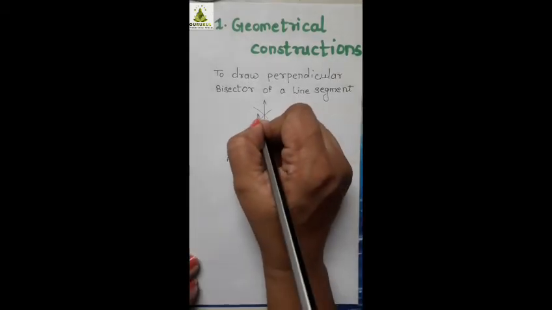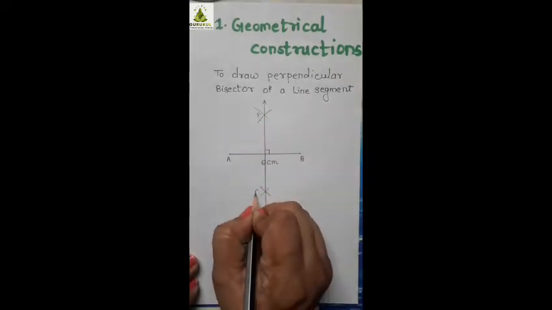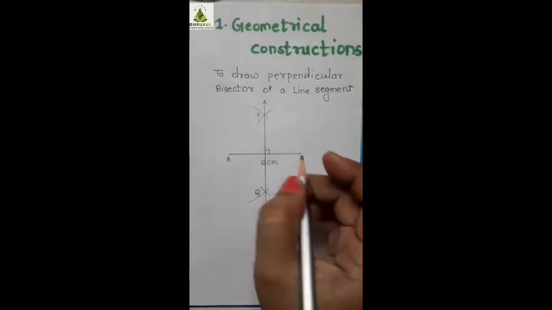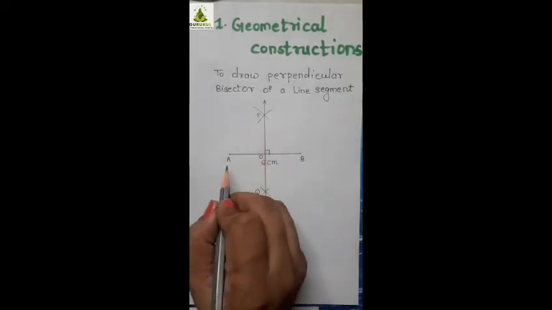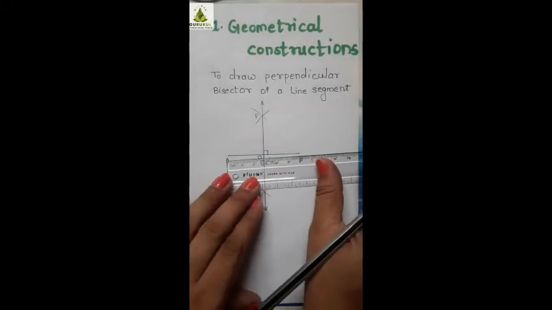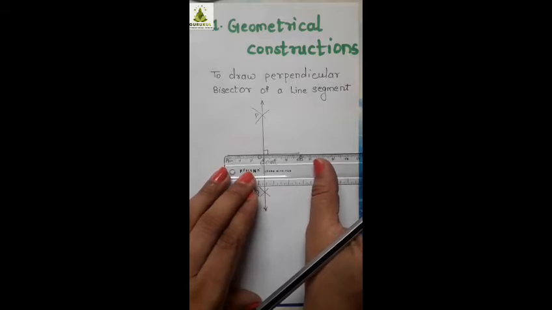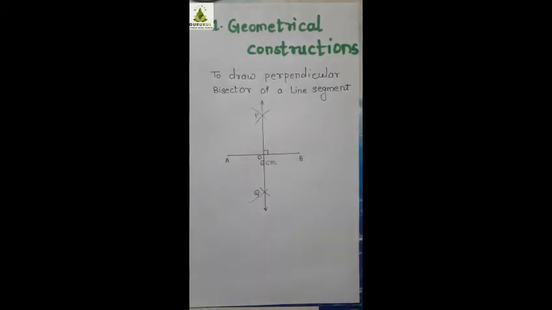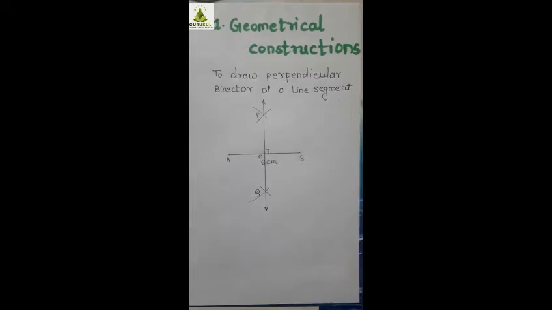Here you can label with any letters. If you measure the exact length between this point A and point O, it will be 3 centimeters. Okay, so you observe this video again and again and practice for the same.